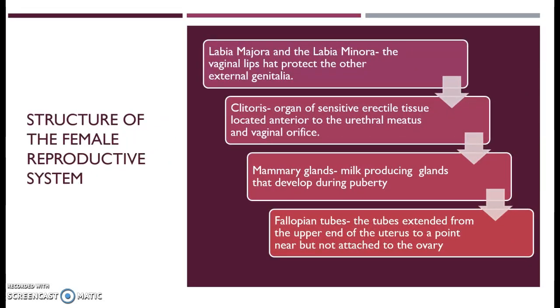Now let's look at the female. The structure of the female reproductive system includes the labia majora and the labia minora. These are the vaginal lips that protect the outer external genitalia. Clitoris is an organ of sensitive erectile tissue located anterior to the urethral meatus and vaginal orifice. Mammary glands are milk-producing glands that develop during puberty. Fallopian tubes are the tubes extended from the upper end of the uterus to a point near but not attached to the ovary.